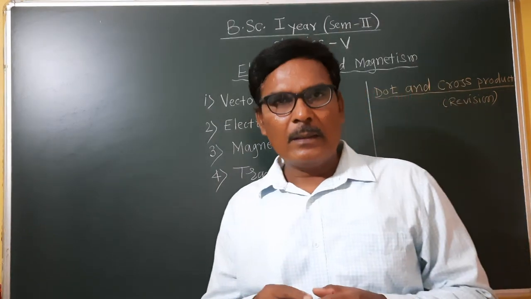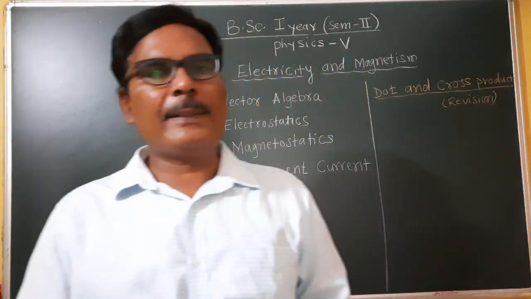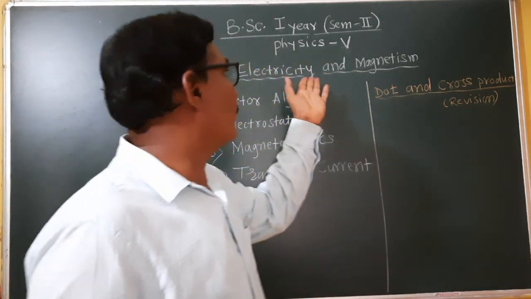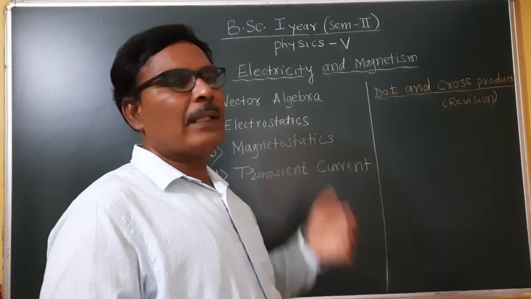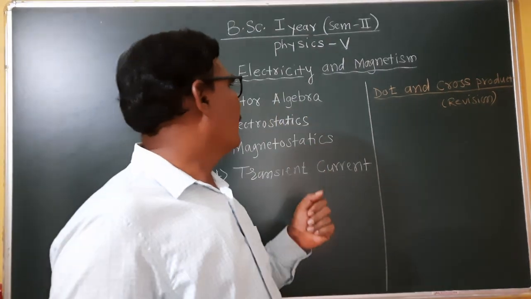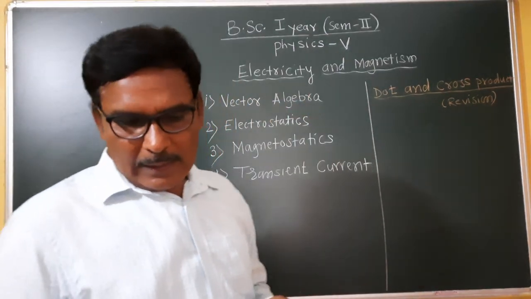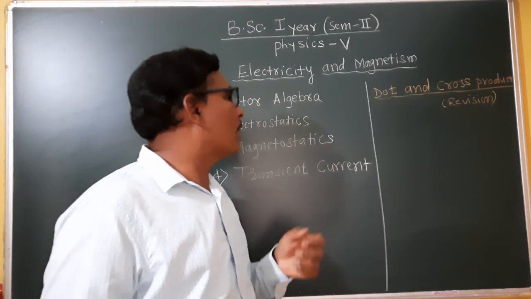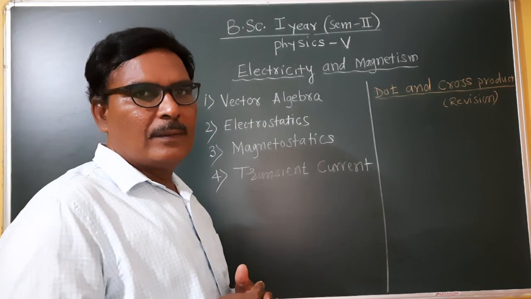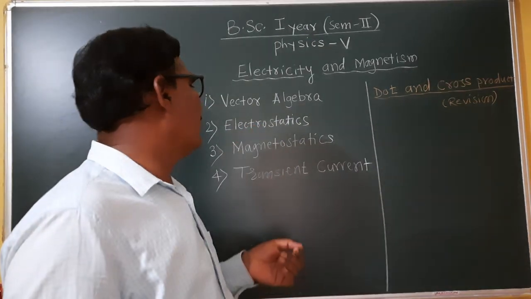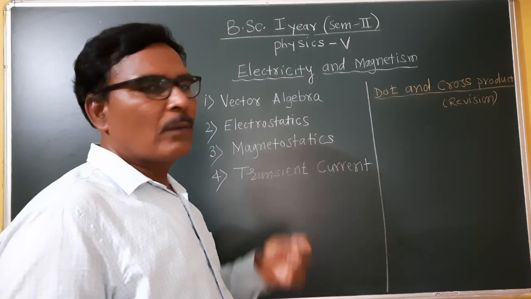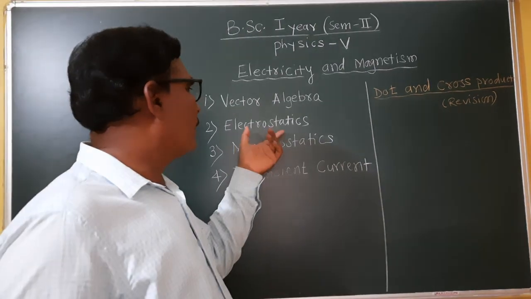Chapter number 1 is from the section of mathematical physics, that is vector algebra. One more book we have to use for that is the mathematical physics book. Gauss and electrostatics is the second chapter, from electricity. We have to use Kumar and Gupta books here.